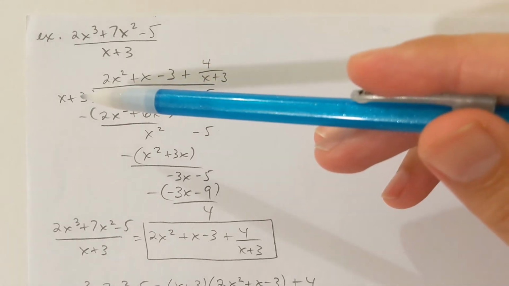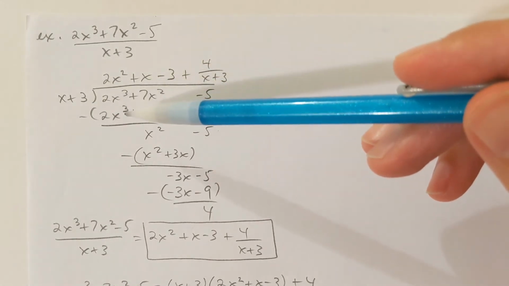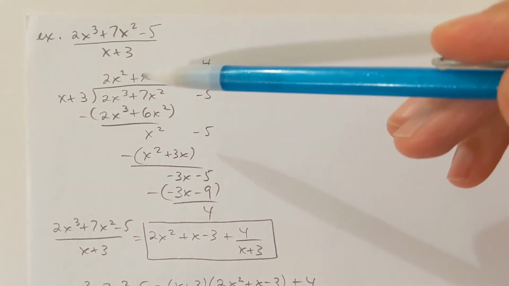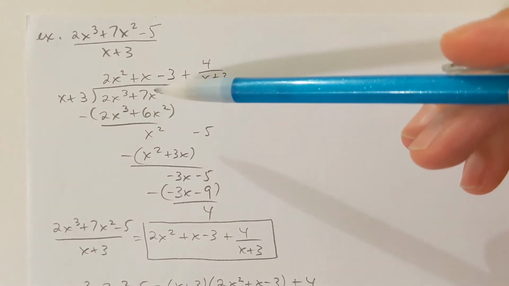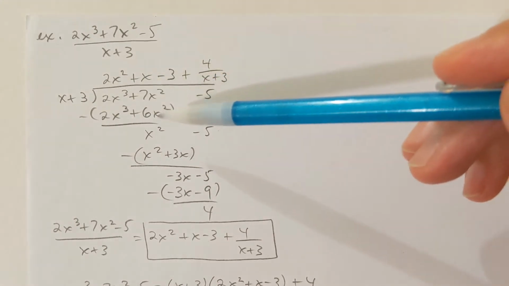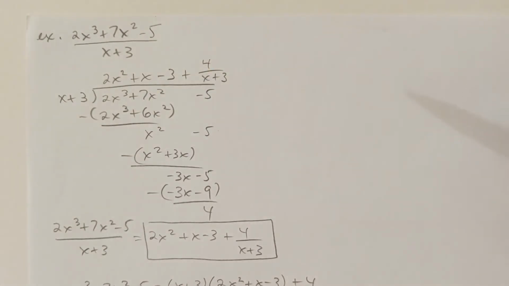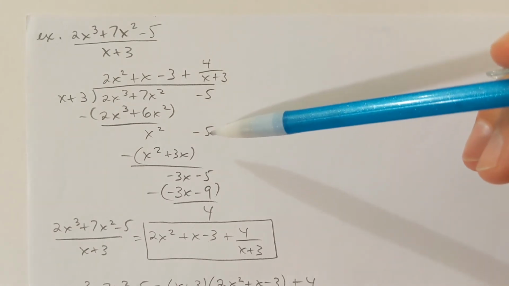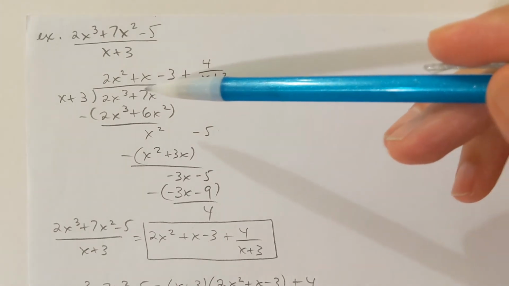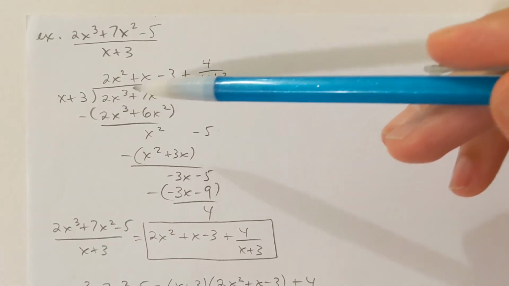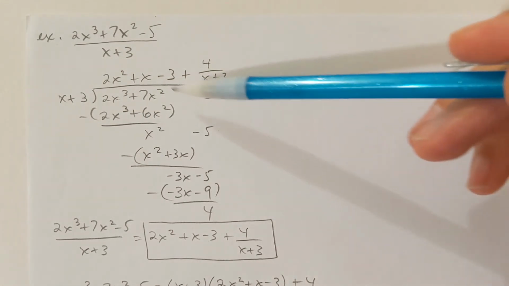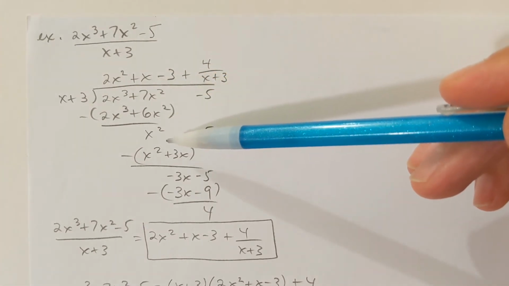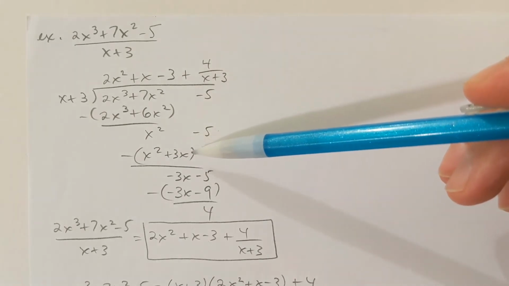2x squared goes into x plus 3. 2x times x plus 3 is 2x cubed plus 6x squared. And I'm subtracting that. So 7x squared minus 6x squared gives me x squared. Bring in the minus 5. And I'm going to look at how many times x plus 3 goes into x squared minus 5. That's x times x plus 3, which is x squared plus 3x.